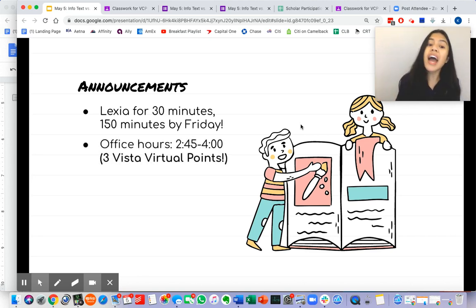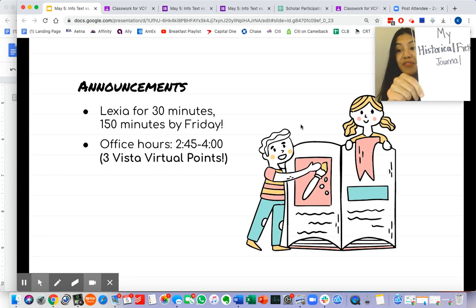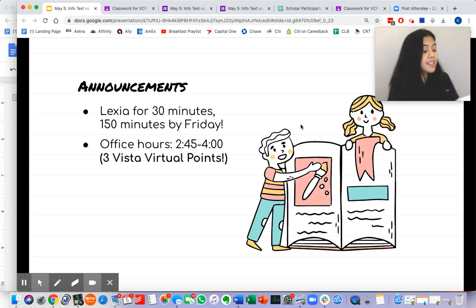And you have 3 Vista Virtual points that you can earn if you go to office hours today from 2:45 to 4. Remember that yesterday, many of us might have started making a historical fiction journal or just drawing our thoughts on a piece of paper or even a napkin. And your teachers would love to see that during office hours and talk to you about our stories today. Make sure that you attend to earn those 3 Vista Virtual points.